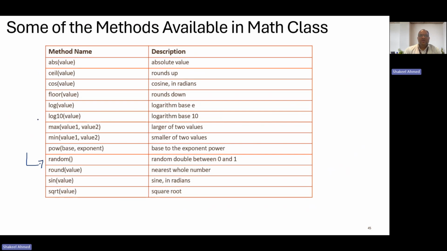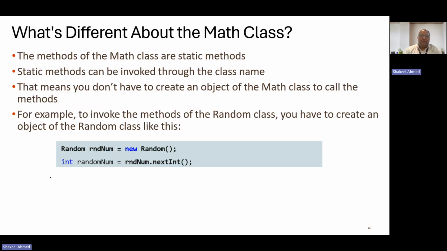So if I want to use any of these methods, I have to import the math class in our program. The difference with the math class is that the methods of the math class are static methods, which can be invoked through the class name. So you can just get these numbers directly from the class name. That means you don't have to create an object of the math class to call the methods.